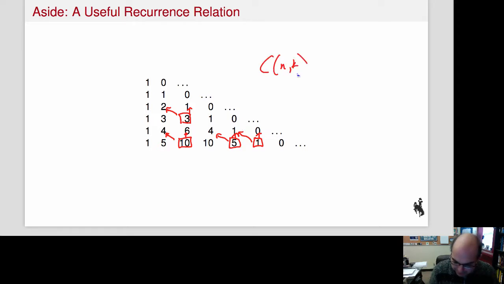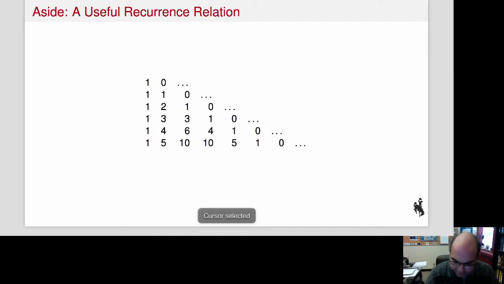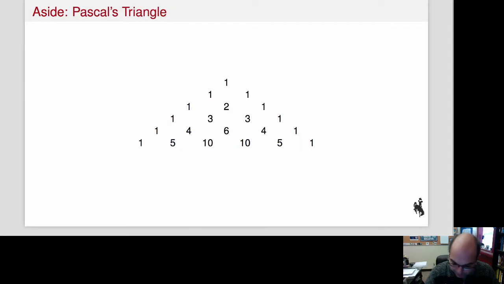Just to remind you, C of n, k is C of n minus 1, k minus 1, plus C of n minus 1, k. So k, that's going up, and k minus 1, that's going diagonally. It's that structure. That's how it looks. Now, this particular recurrence is fairly old, and one of the ways of drawing it is like this. The reason people like drawing it this way is that if you look at any given element, you simply go diagonally up, add those two numbers, and you get, so 6 and 4 gives me that 10.